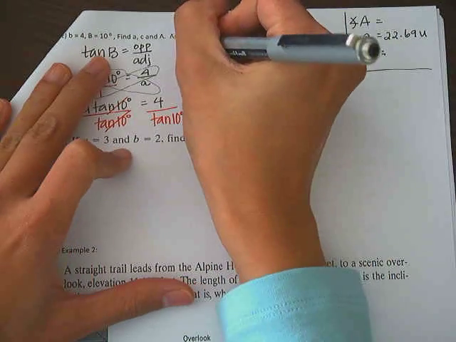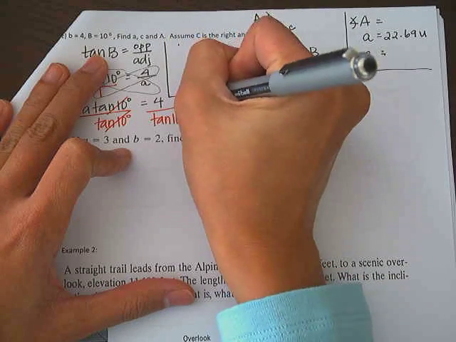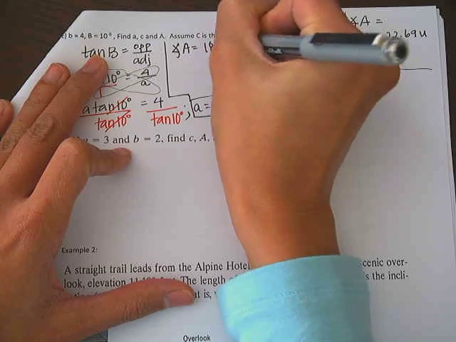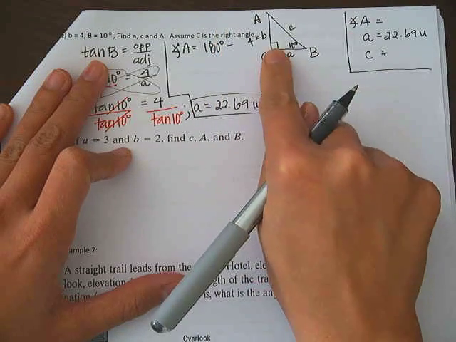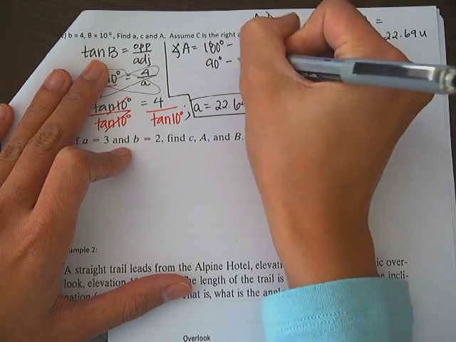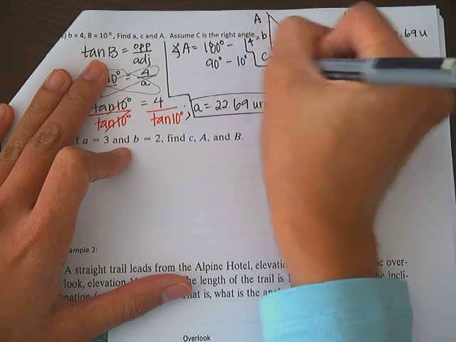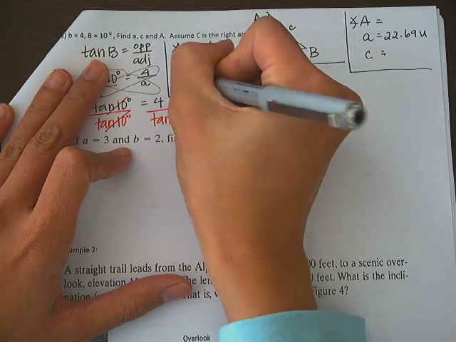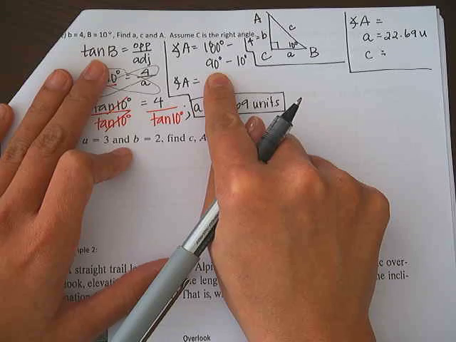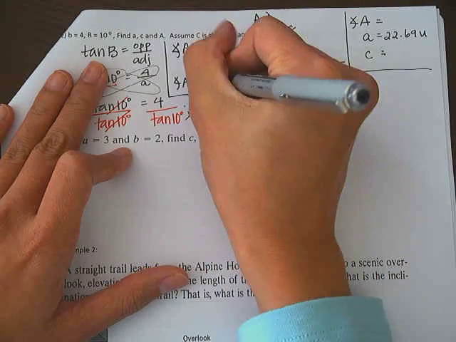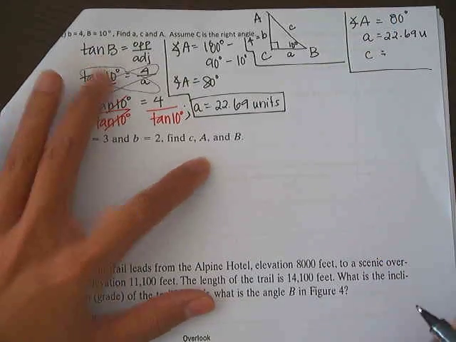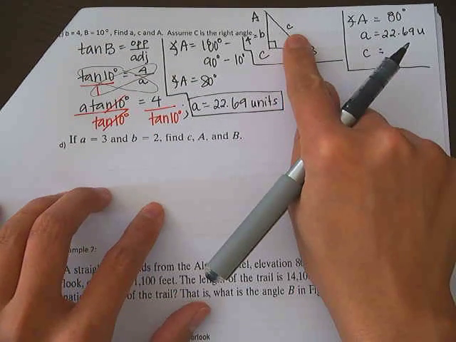Angle A equals 180 degrees, take away 90 degrees, since we know this is 90, and take away this measurement, which is 10 degrees. So angle A comes out to be 180 minus 90, which is 90, minus 10, which is 80 degrees. Angle A is 80 degrees. Now the only thing I need to find is the hypotenuse.